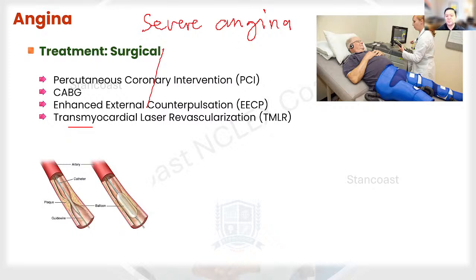All right. Now, again, that is our TMLR. This is going to be indicated for those patients with severe angina and for those patients that are not candidates for the traditional PCI or the CABG. So they're going to be using this kind of procedure instead. Transmyocardial laser revascularization. Now, the risks involved for this TMLR, it can lead to, let me just restart my pen.